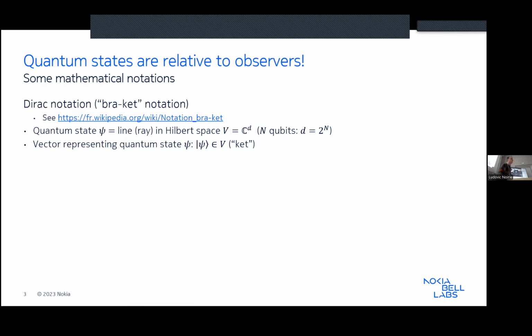Can you think of the hypersphere instead of a line? You will see later. There is a Bloch sphere representation, but it is in dimension two. You can represent it with a sphere, but it is specific to dimension two. The sphere in Hilbert space is something a bit strange because the field is complex numbers, not real numbers.